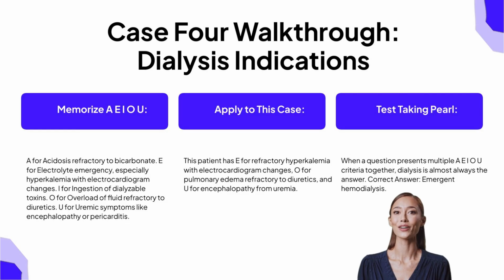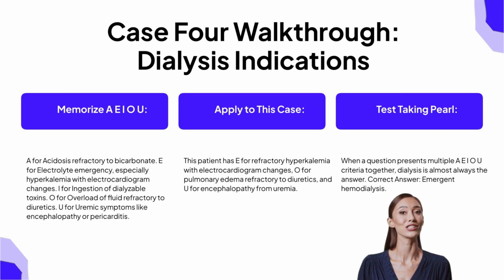A is for acidosis refractory to bicarbonate therapy. E is for electrolyte emergency, especially hyperkalemia with electrocardiogram changes. I is for ingestion of dialyzable toxins like lithium, methanol, or ethylene glycol. O is for overload of fluid that is refractory to diuretics. U is for uremic symptoms like encephalopathy or pericarditis.